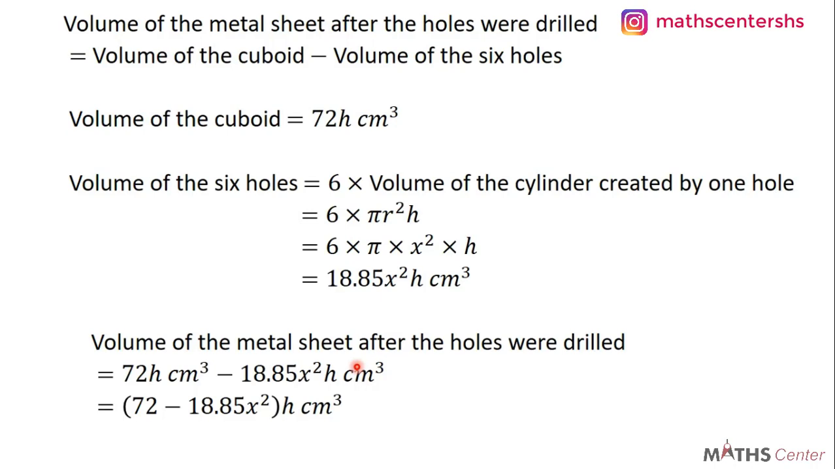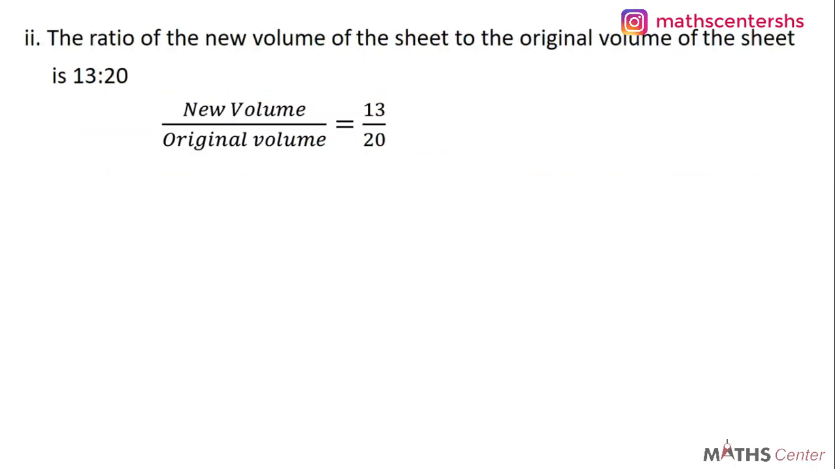The question gave us a ratio and told us to use that ratio to find the value of x. The question says that the ratio of the new volume of the sheet to the original volume of the sheet is 13:20. From ratios, we learned that 13:20 is the same as 13 divided by 20. So the new volume of the sheet divided by the original volume of the sheet is equal to 13 divided by 20.